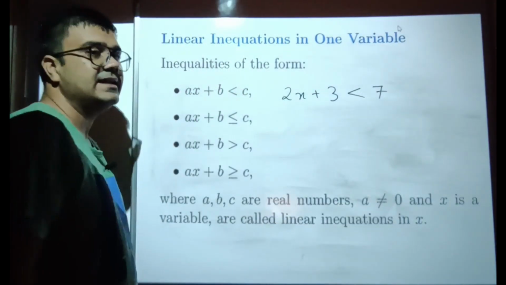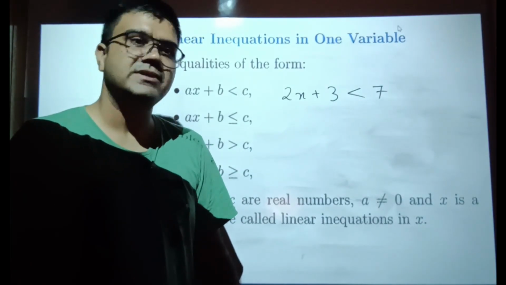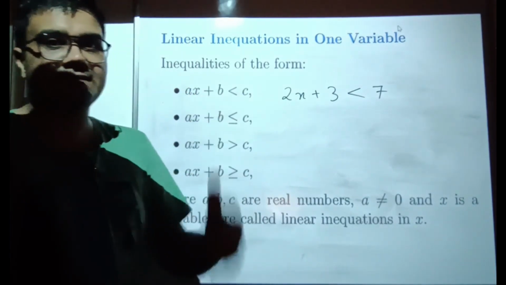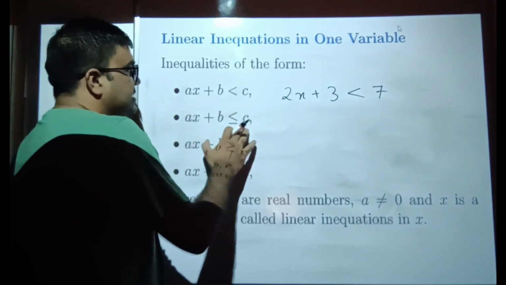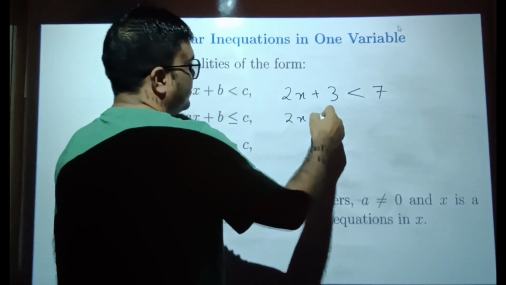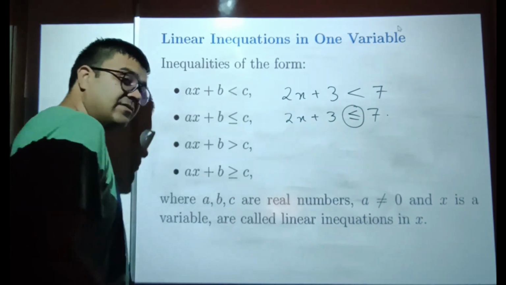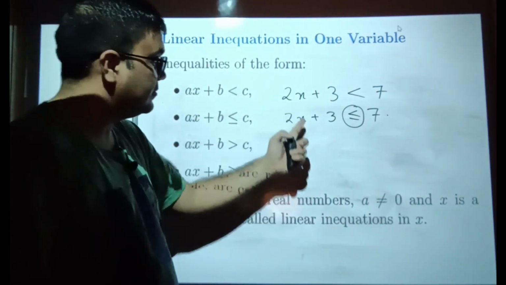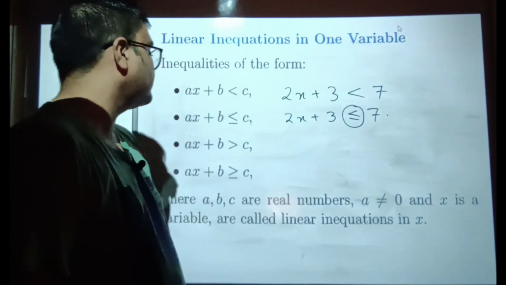So this is an inequality. The less than sign is there; this is not an equality. If an equal to sign is there, we will say it is an equality. If a less than sign is there, it is an inequality. ax + b ≤ c is also an inequality. Why linear? The power of x is 1.